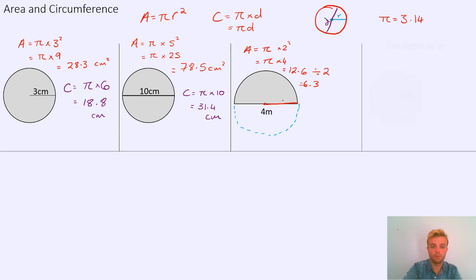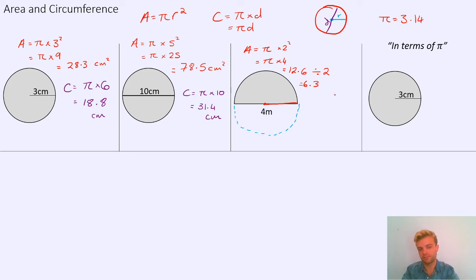Now, one more thing to talk about is how to give an answer in terms of pi, because all of our answers so far, all of these examples have been decimals, but sometimes the question says give your answer in terms of pi. Now, this is the same circle as we had in the first question, so we don't have to do much more working out. But what an answer in terms of pi means is that if we go back to our original working out over here, it means we've kind of stopped here.